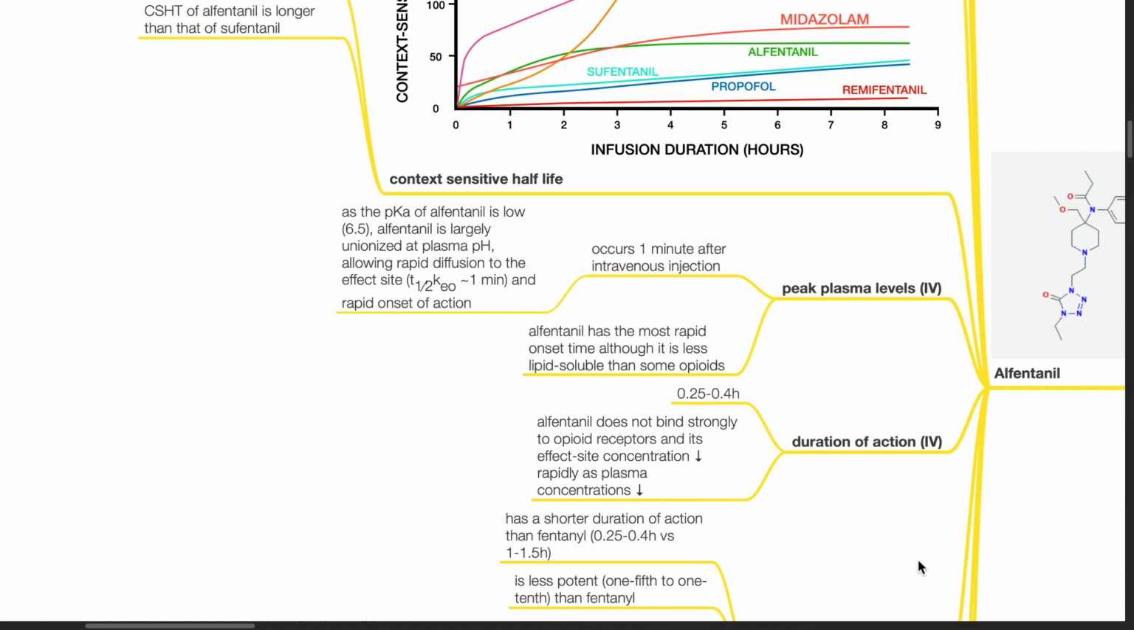Peak plasma levels via IV route occur 1 minute after IV injection. As the pKa of alfentanil is low, 6.5, alfentanil is largely unionized at plasma pH, allowing rapid diffusion to the effect site and rapid onset of action. Alfentanil has the most rapid onset time of all opioids, although it is less lipid-soluble than some opioids. Duration of action is 0.25 to 0.4 hours as mentioned. Alfentanil does not bind strongly to opioid receptors, and its effect site concentration reduces rapidly as plasma concentrations reduce.